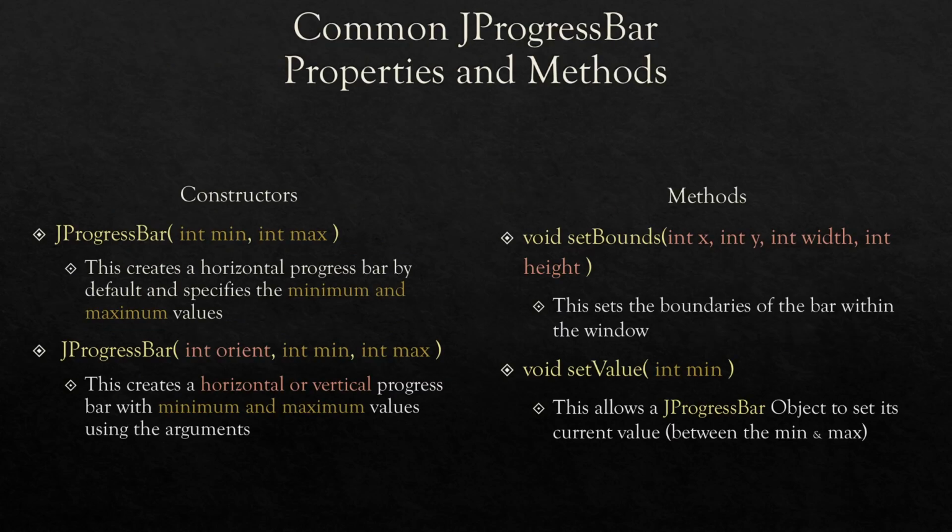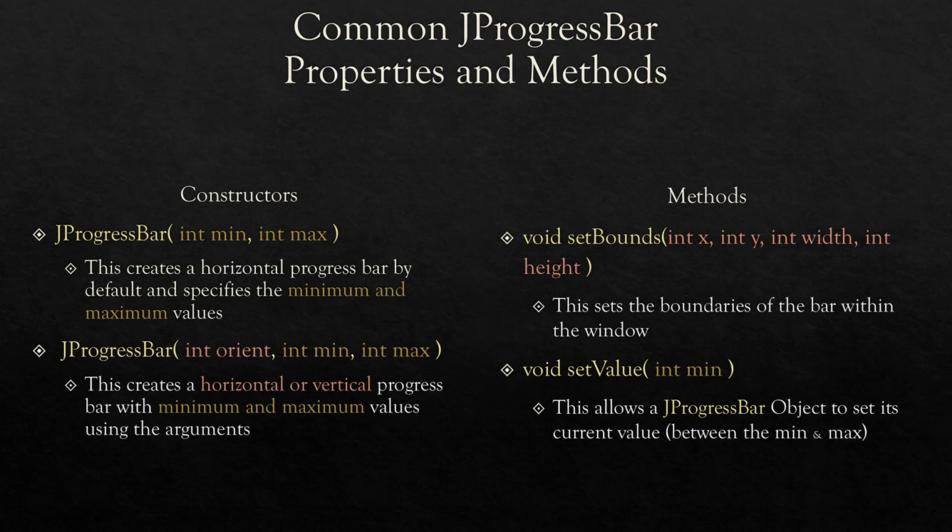Okay. So here's some of the main properties and methods. Starting with the constructors, you can call it by specifying the min and max there. This creates a horizontal progress bar by default and lets you specify the min and max. The min being where it would start, of course, and then the max where it ends, but it presents the division of those as it iterates through between those values.